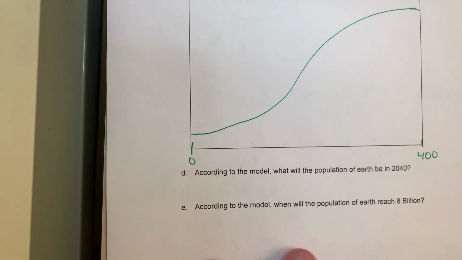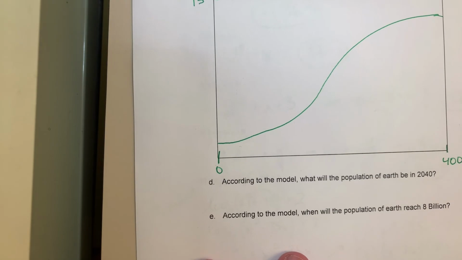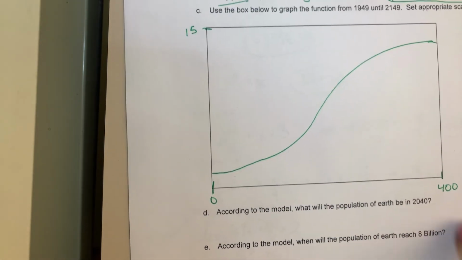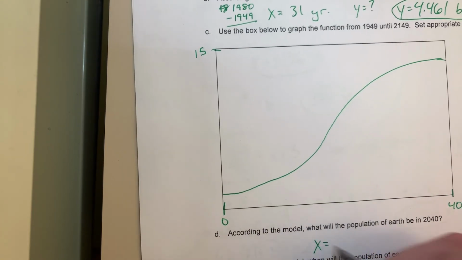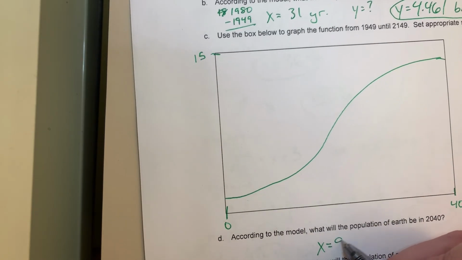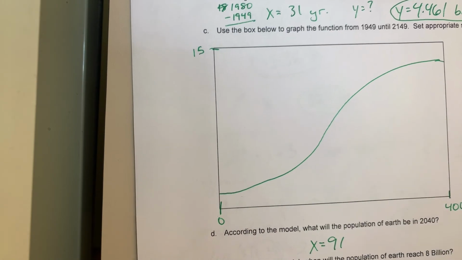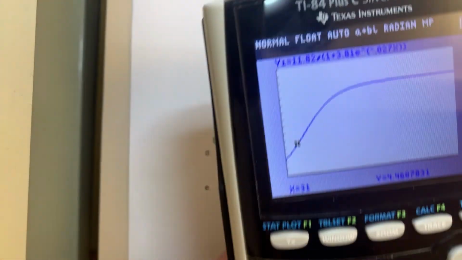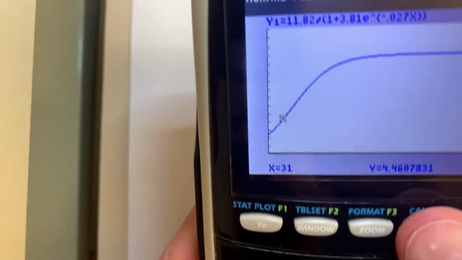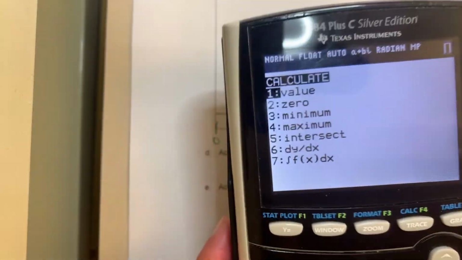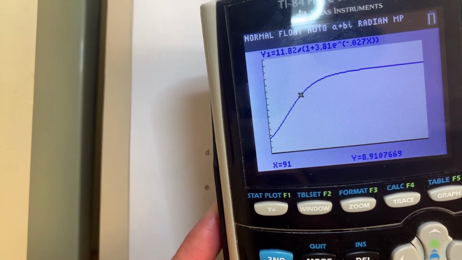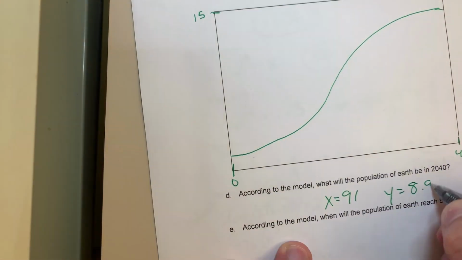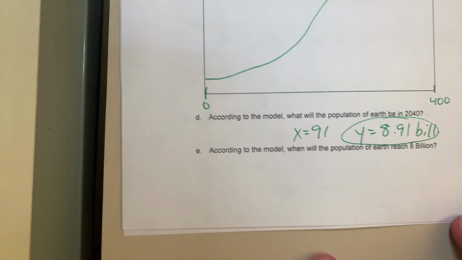Okay, according to the model, what will the population of Earth be in 2040? Now that I drew my graph, again, don't need anything fancy there. So what's my x value there? That would be 91 years after 1949. Same thing, we can go second calc value, 91 years. When x is 91, y is 8.91. And again, that's billion people. Okay, it's pretty simple. And now this last one is changing it up on us.